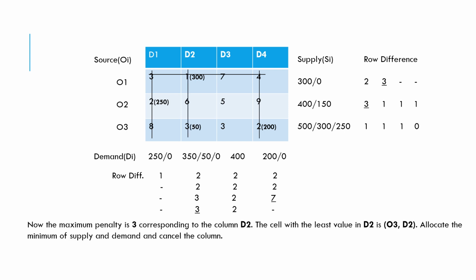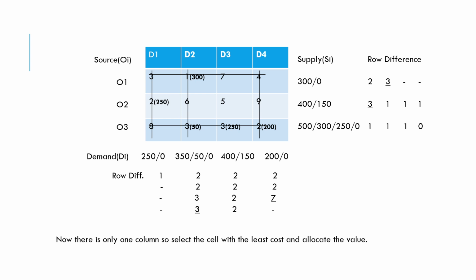Now from the new differences, the maximum penalty is 3, corresponding to column D2. The cell with the least value in D2 is O3 D2, that is with cost 3. Allocate the minimum of supply and demand to it, that is 50, and demand becomes 0, so cancel that column.